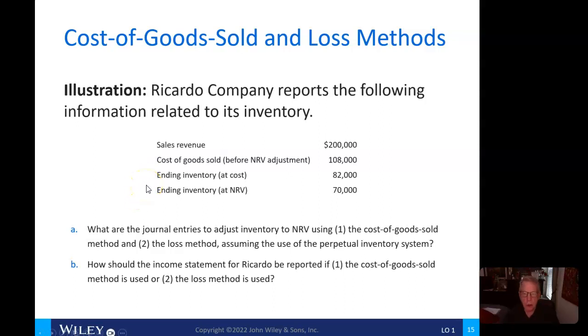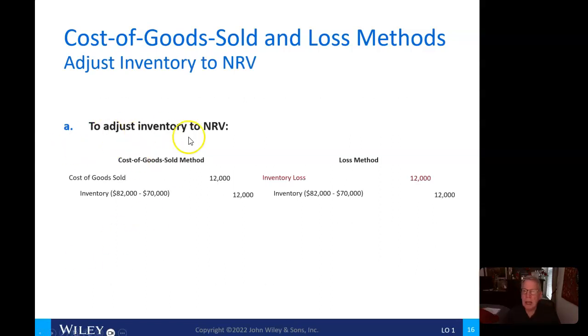So what are the journal entries we're going to make to net realizable value using 1, the cost of goods sold method, and 2, the loss method, assuming they use a perpetual inventory system. And then under B, how should the income statement for Ricardo be reported if 1, the cost of goods sold method is used, or 2, the loss method is used. So here we're going to look at the cost of goods sold method and the loss method.